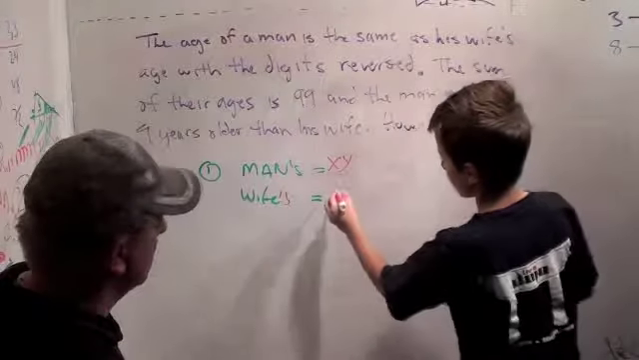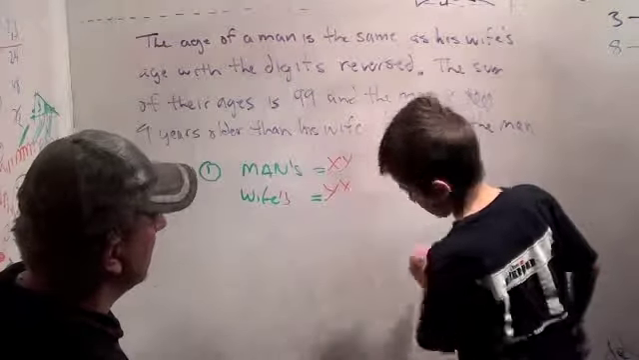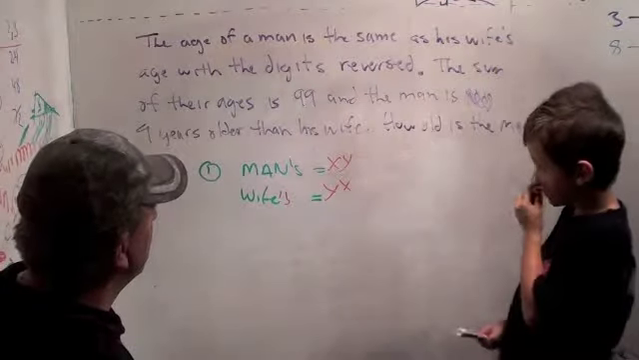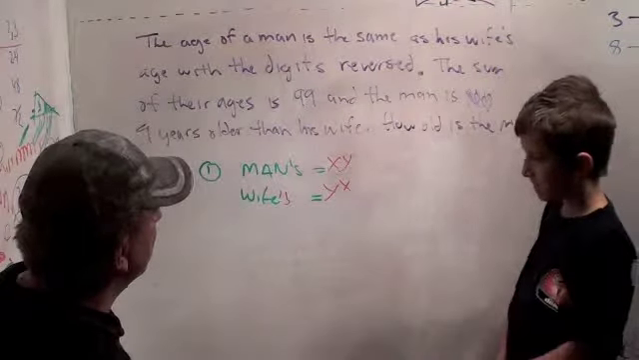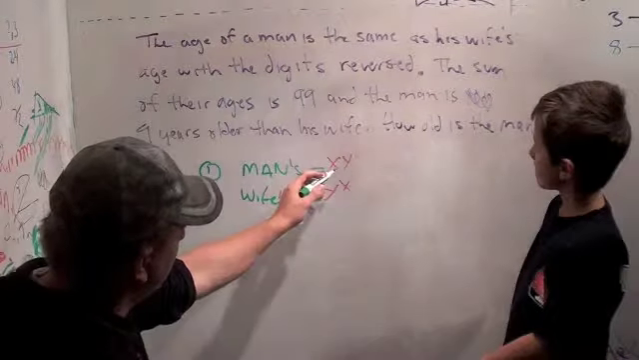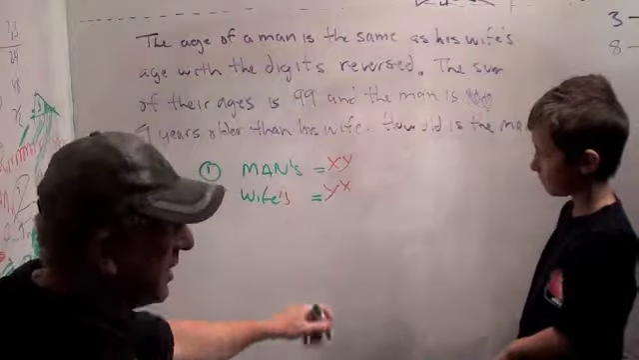Well, it's YX. Okay, how do we know that? Because it's the digits reversed. Okay. So, the age of a man is the same as his wife's age with the digits reversed. That's the point. So if the man is XY, that means the wife's is YX.